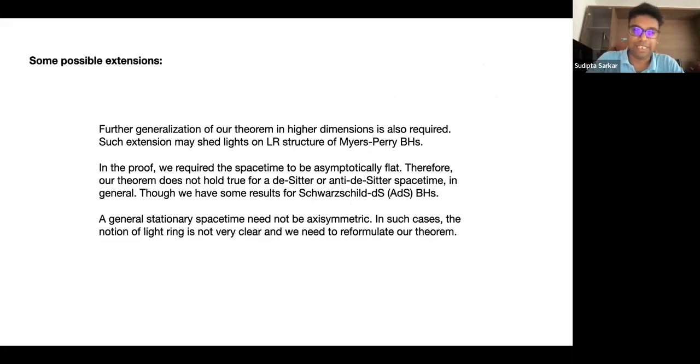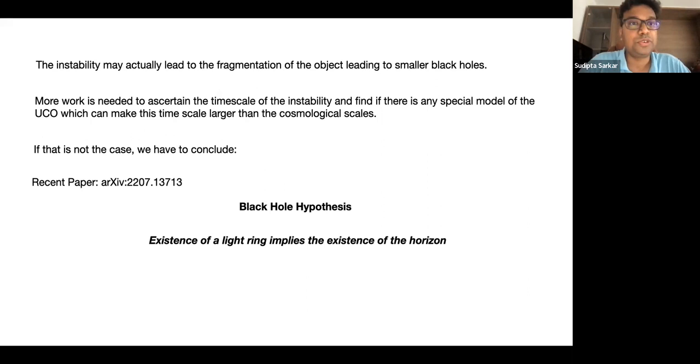Okay, so let me summarize what I am trying to say. Combined with our work, Cunha's work and Cardoso's work, we claim that there are instabilities of the stable light ring, and this instability can actually lead to the fragmentation of the object, leading to smaller black holes. This is something I would like to emphasize. There is a paper from 3 days ago from Cunha's group, and they have actually done the full nonlinear simulation of the system. Their claim, which I have only read in the abstract, is that indeed this is happening. And there is an even stronger claim in the abstract that the time scale of this fragmentation is some 1,000 seconds.